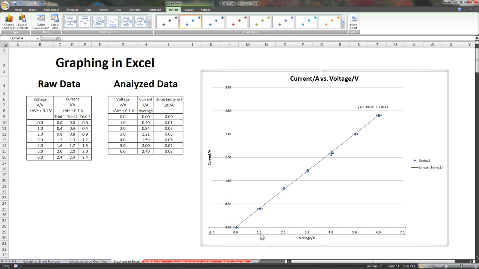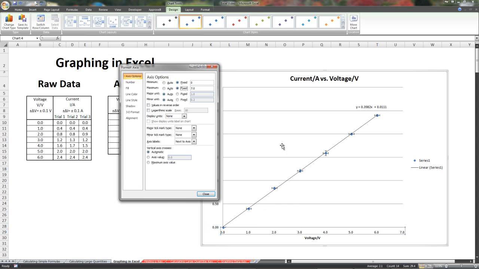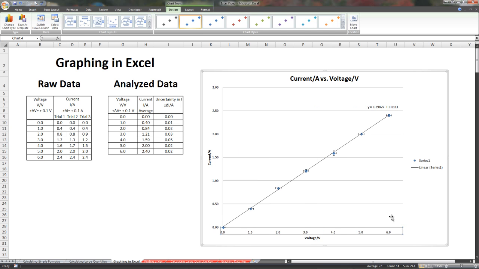Actually, I want to format the horizontal axis. So right-click on it and then click Format Axis. I can set the minimum to be 0, so that we only encompass the part that we want. And let's set the maximum, because my maximum voltage is 6 volts. Let's set it at 6.5, so let's get rid of that last extra voltage. And then you'll notice it'll spread it out.